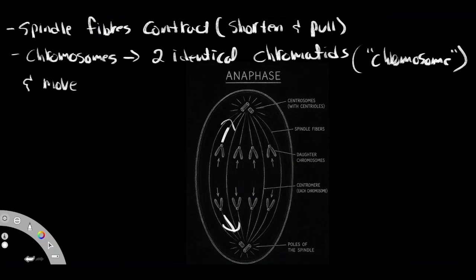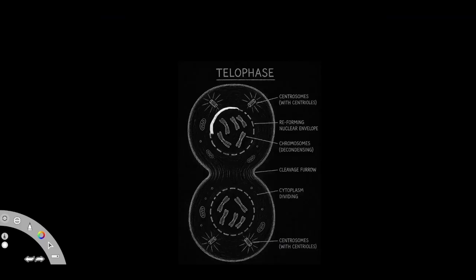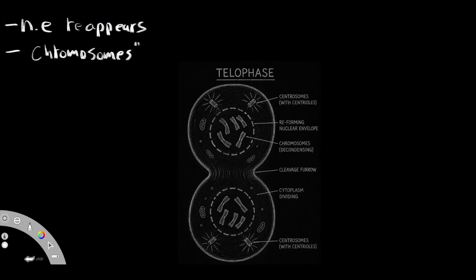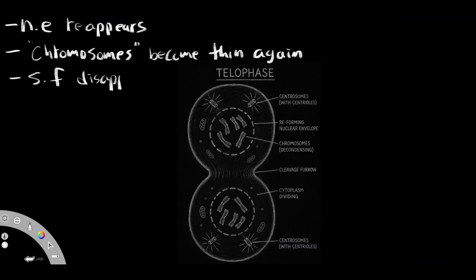All right, now they move to those opposite poles, right? So these ones are at this pole at the top, the North Pole kind of area, and these ones go down to the South Pole kind of area. What's very obvious here is that the nuclear envelope starts to come back. So the nuclear envelope reappears. Those new chromosomes, or quote-unquote chromosomes, become thin again and more spaghetti-like. And the spindle fibers, SF, disappear, they're gone.